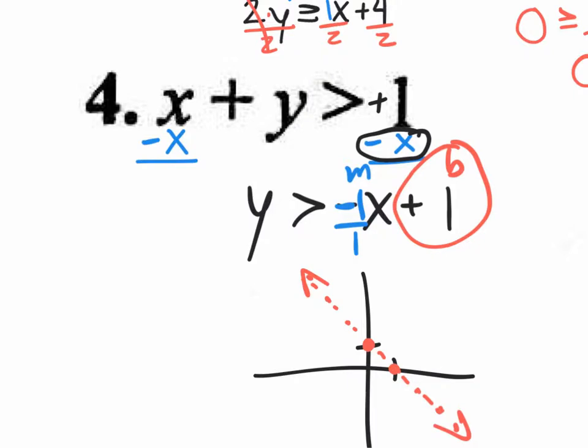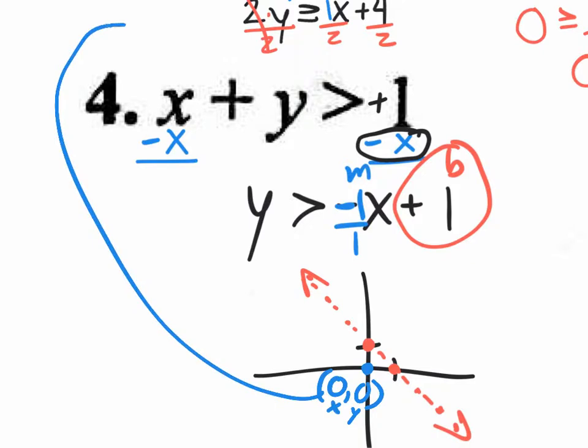So if you test the point 0, 0, which is clearly on the lower left side of this red dotted line, if it works, I shade in that side. If it doesn't work, I shade in the other side. So think about it. If you test 0 for x and 0 for y, it's as easy as plugging in 0 right here and 0 right here into the original, and it will say 0 plus 0, which is what? 0. And you really have 0 is greater than 1.